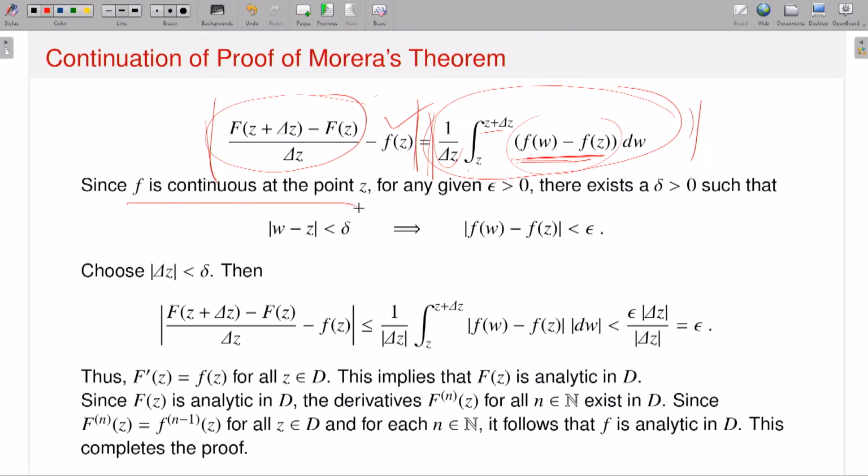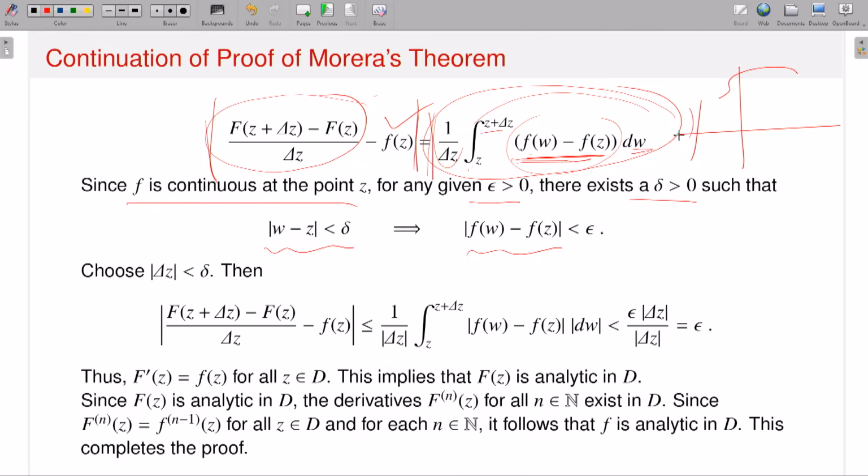Since f is continuous at the point z, given epsilon there exists a delta such that whenever modulus of w minus z is less than delta, then modulus of f of w minus f of z is less than epsilon. This is because of the continuity. So what is w? w lies between z and z plus delta z. So now this is a contour integration.